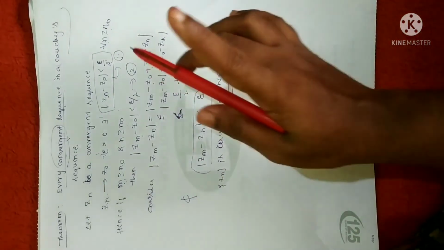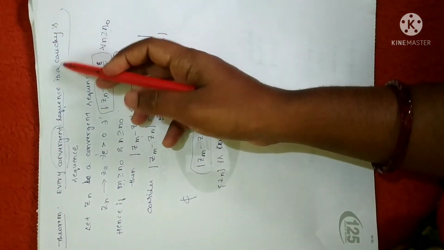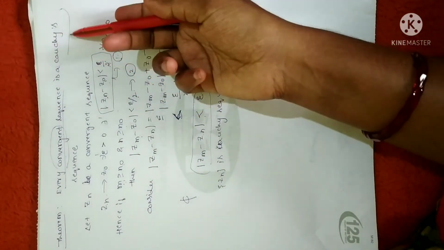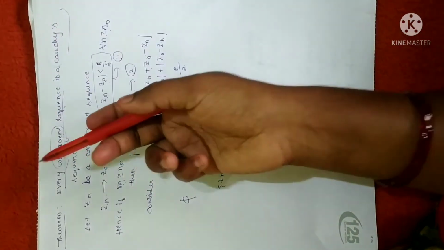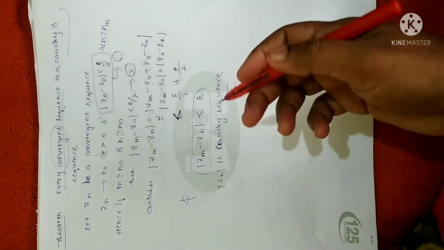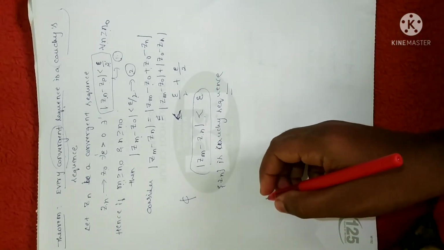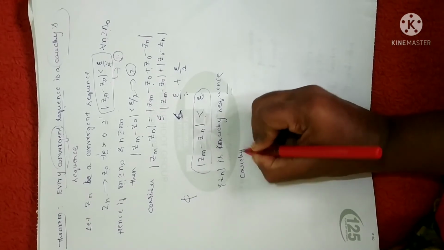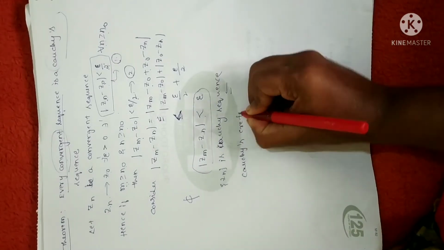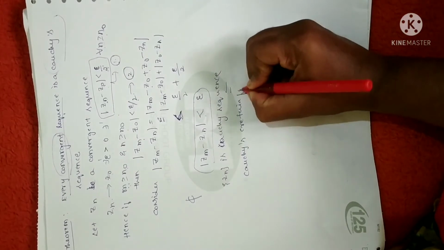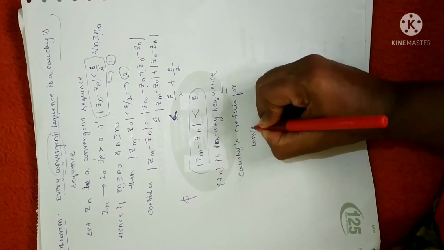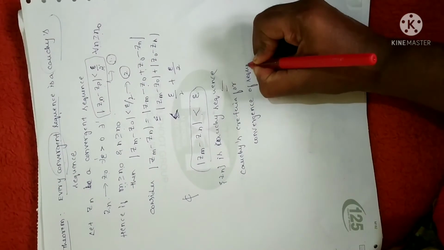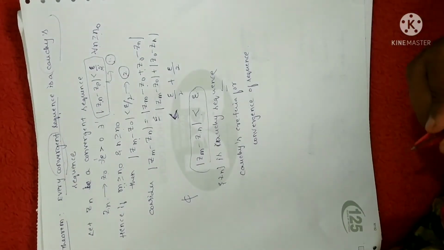Right? So it is one of the criteria for any sequence to be convergent. When do we say a sequence is convergent? When it is a Cauchy sequence. Or when a sequence is a Cauchy sequence, it is convergent as well. So this is called the criteria for convergence of a sequence. It is also called Cauchy's criteria for convergence of a sequence.